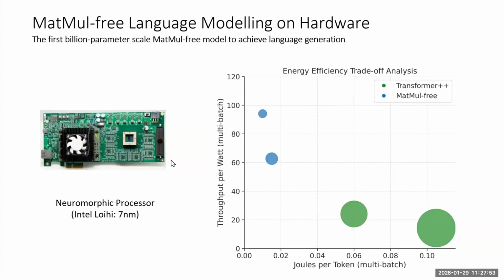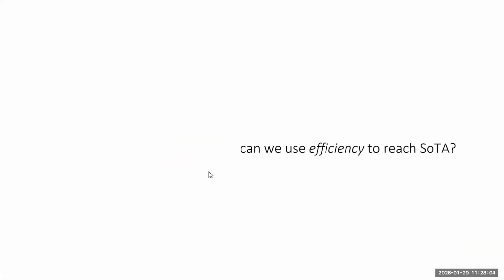But people have been able to use hybridized models where, say, 80% of your model is going to be recurrent, 20% of it is a transformer, and that lifts up your long context modeling as well. So can we use efficiency to reach state of the art, right? That was the next question that we asked.